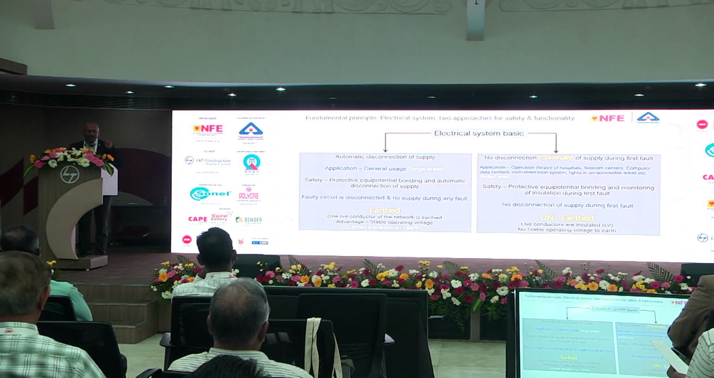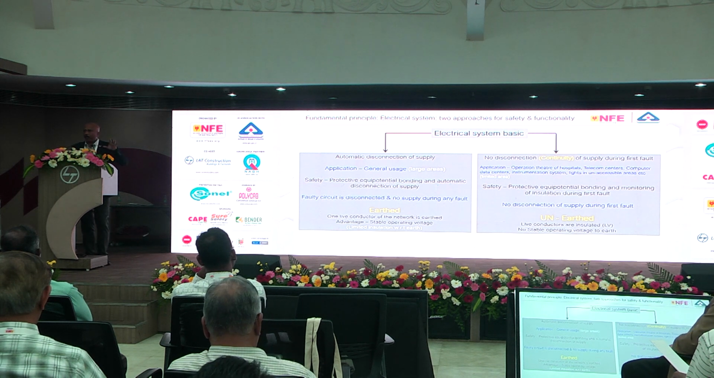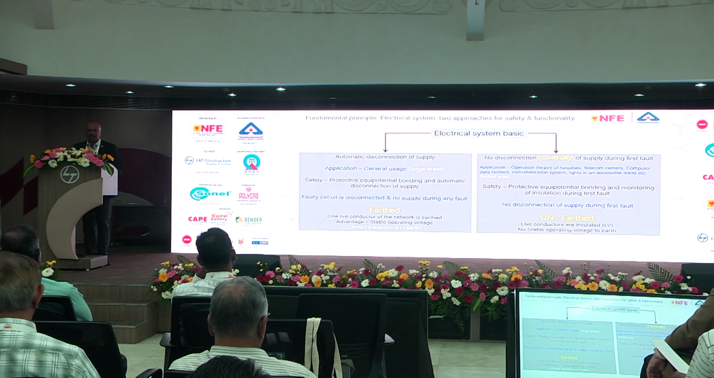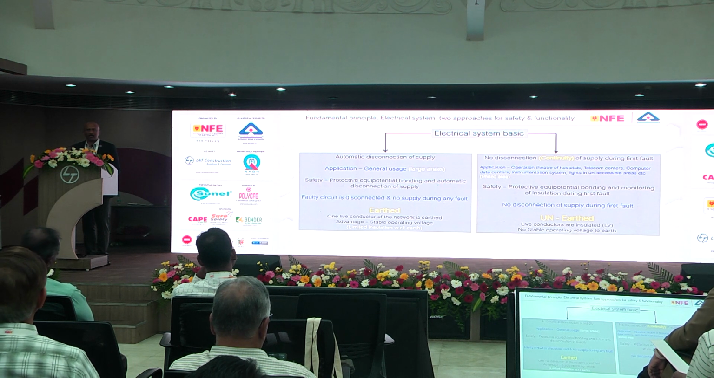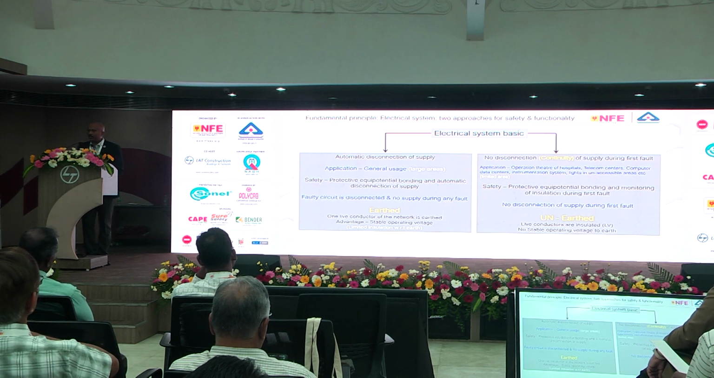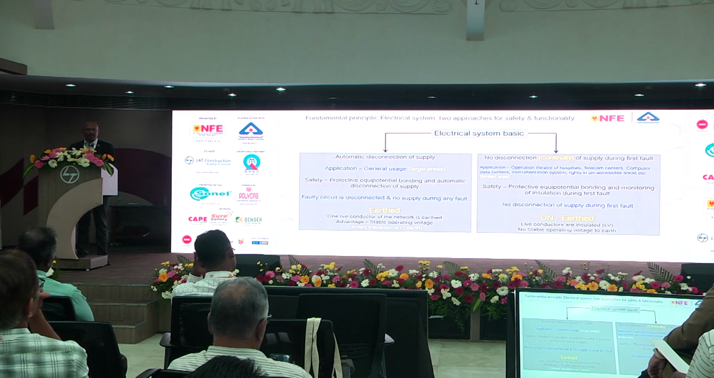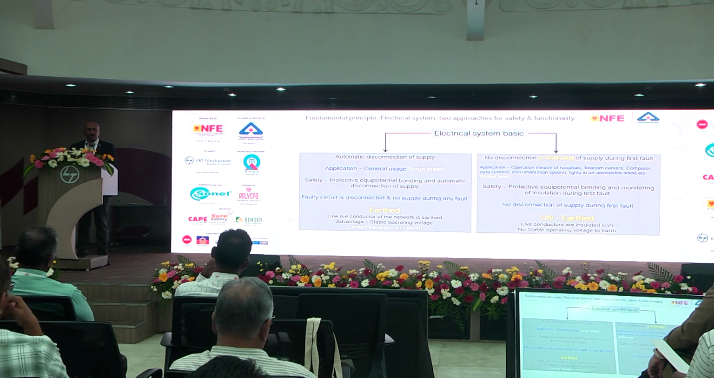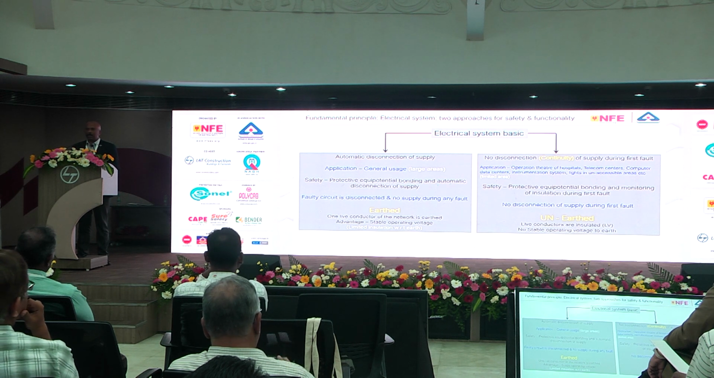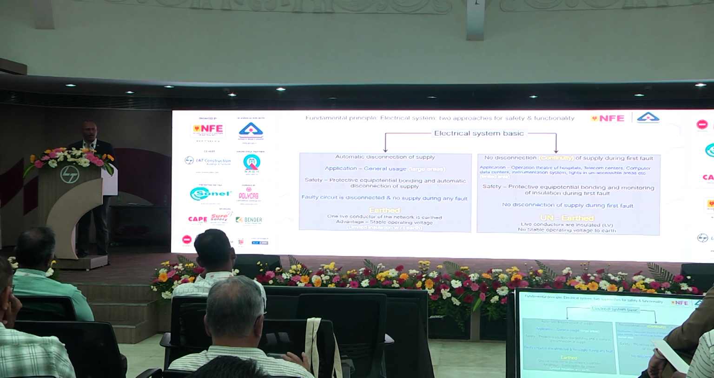The fundamental concept with respect to electrical system: there are 2 types of electrical system for the consumer premise. One is the earthed system, the next one is the unearthed system. Earthed system is for places where the continuity of supply is not very important. The safety measure to be implemented is called protective equipotential bonding and automatic disconnection of supply. I will go into it in detail later.